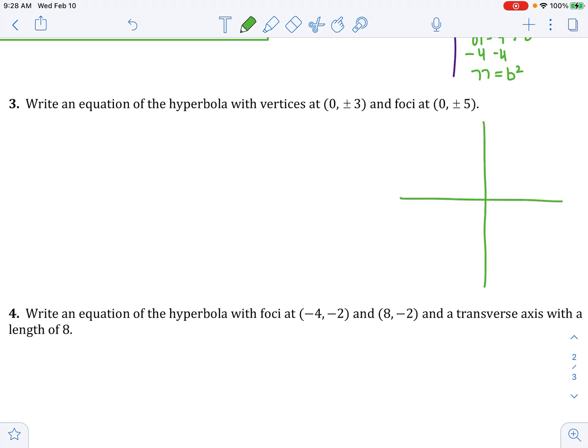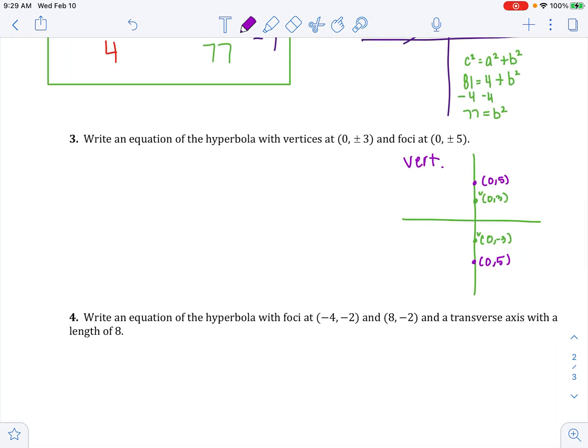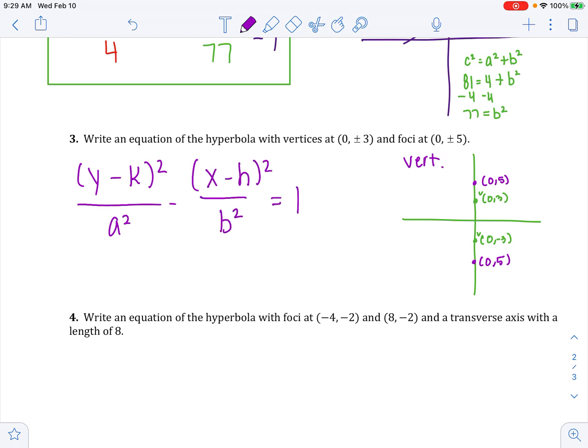All right, next one, write an equation of a hyperbola with vertices at. So once again, start with your sketch. I have 0, 3, and 0, negative 3. These are vertices. Foci are at 0, 5, and 0, negative 5. So you can see this is vertical. All right, so we're going to do y minus k squared over a squared minus x minus h squared over b squared is equal to 1.